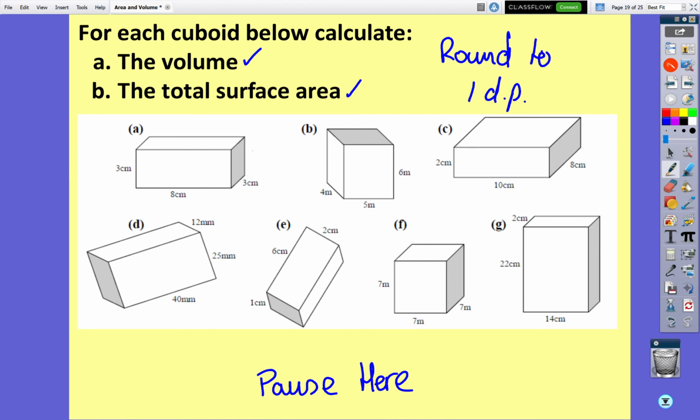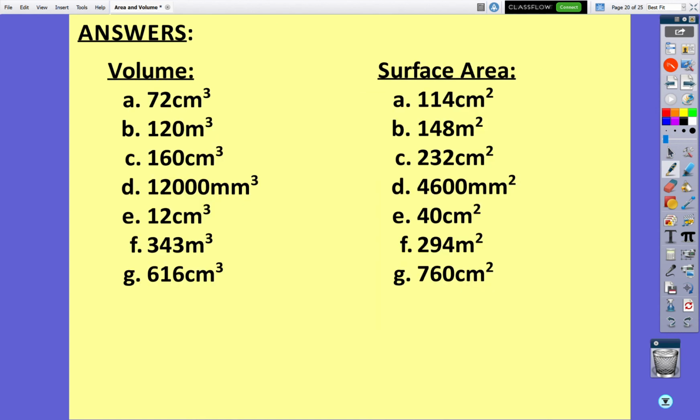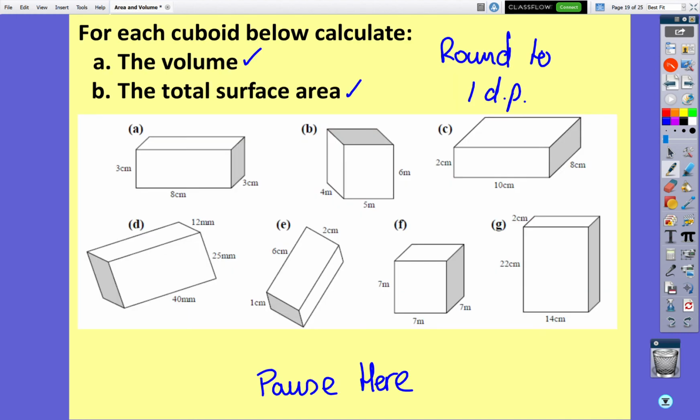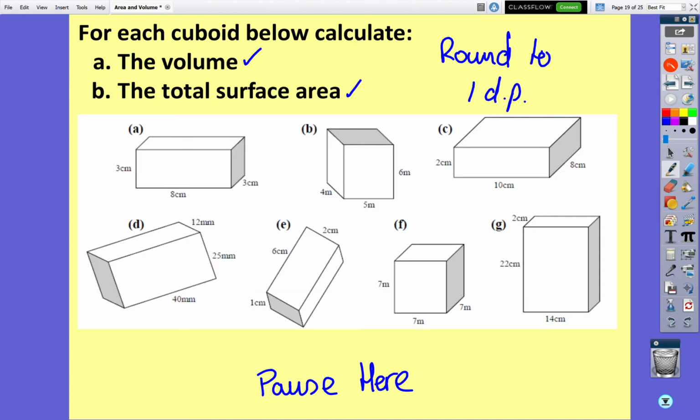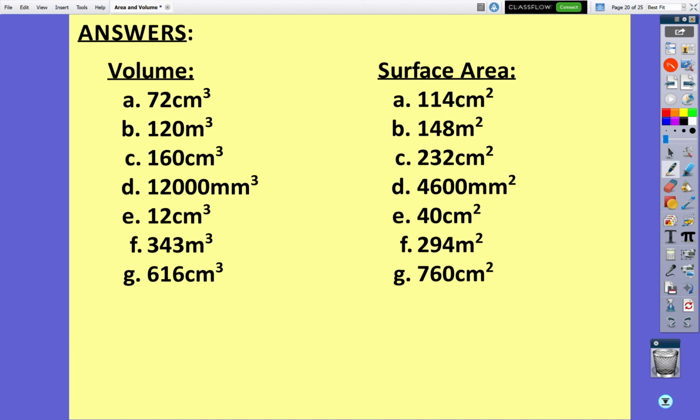Make sure you can get these answers. If you're alright with the first 3 or 4, you're going to be alright with the next. All that changes is the numbers, the method doesn't change. So the answers are there, give them a wee check, make sure you can get the answers showing all the working. So maybe pause here, have a go doing that before you move on. The video is just going to keep going.